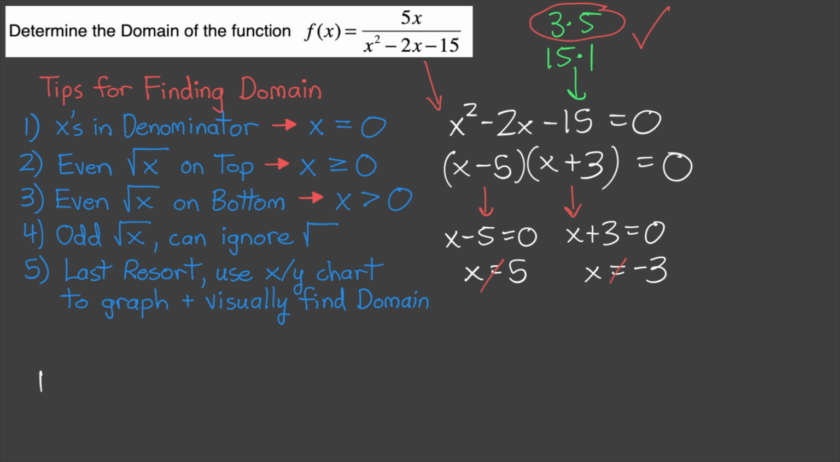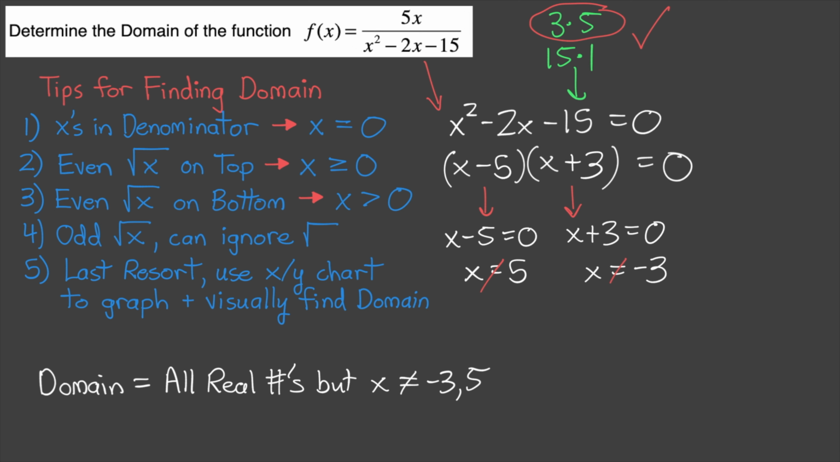So our domain, we'll write it two different ways. So it could be all real numbers, but x cannot equal negative 3 and 5. Or we could say, in interval notation, negative infinity to negative 3, union with negative 3 to 5, union with 5 to infinity. So that basically means everything works except negative 3 because we had to skip past it.